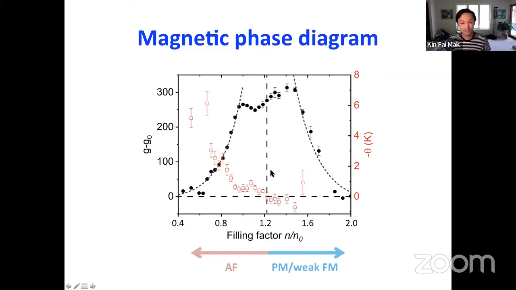And it would be very interesting to, for instance, use the technique that we developed, that we discussed yesterday, to image the quantum critical fluctuations around this 1.2 filling factor here.